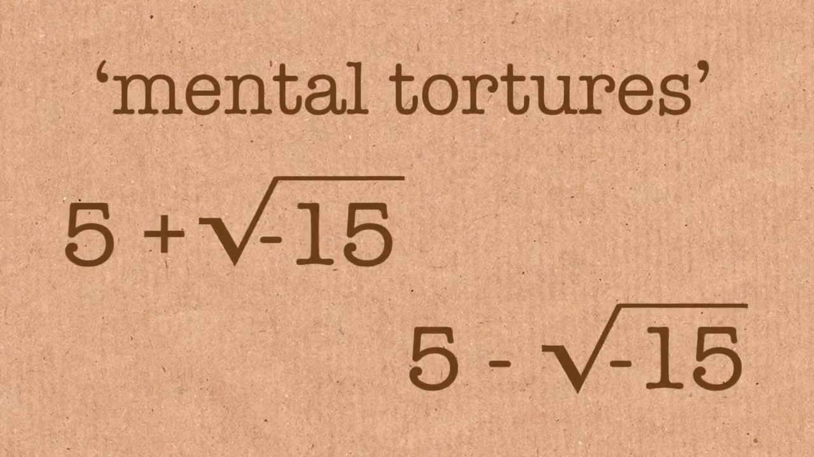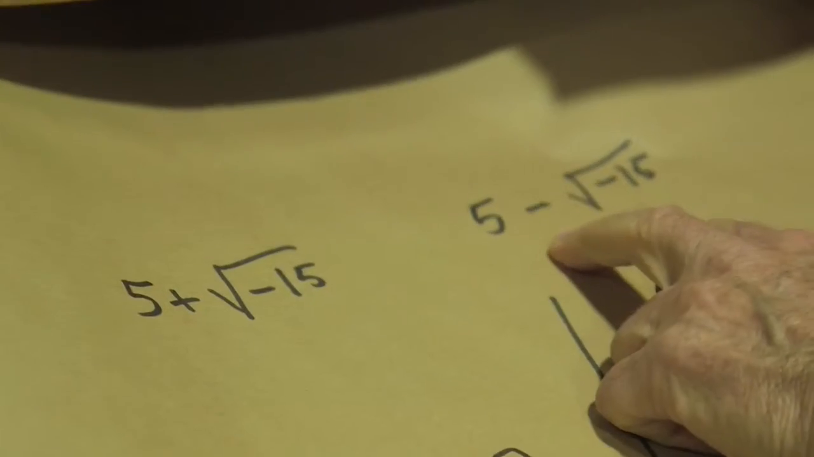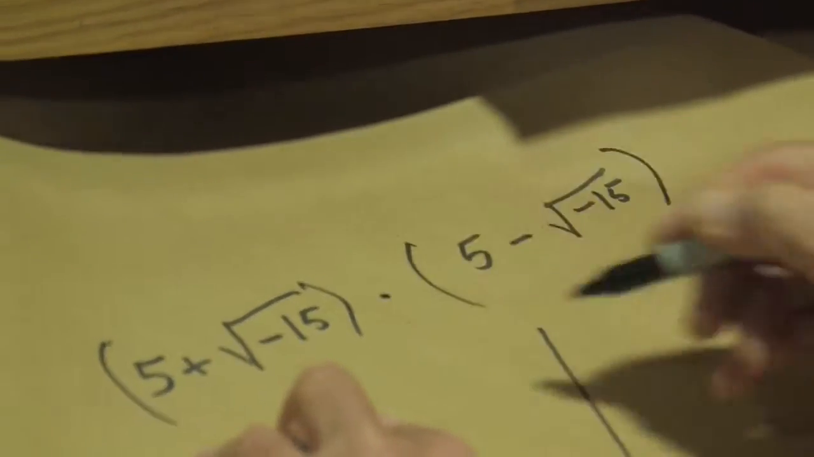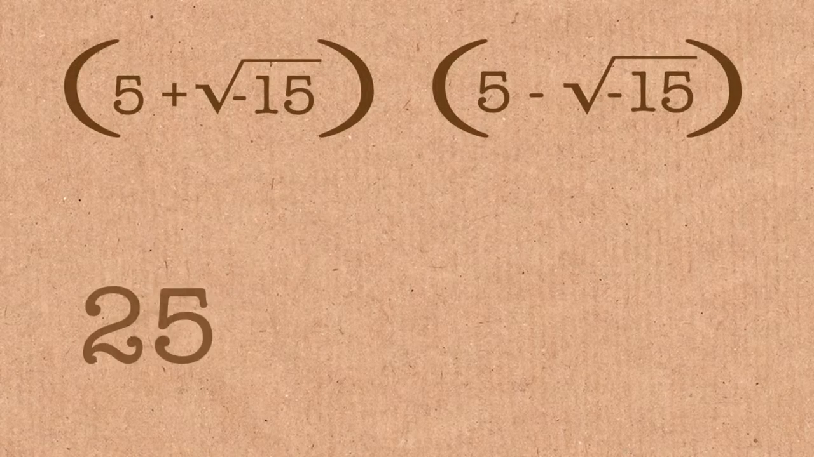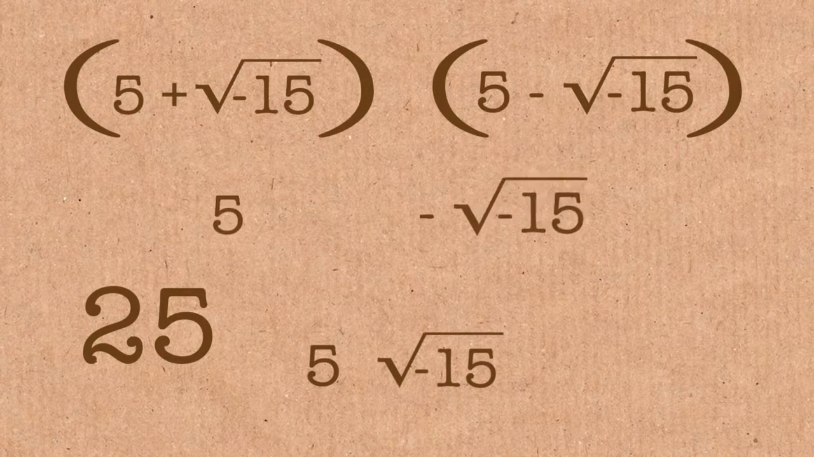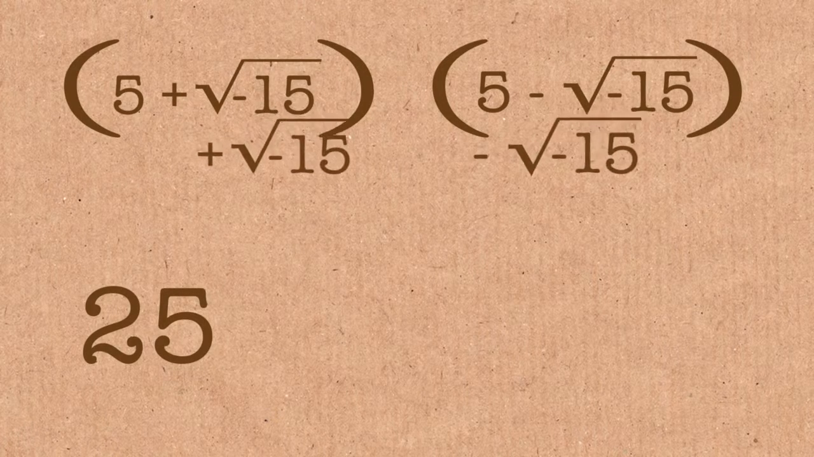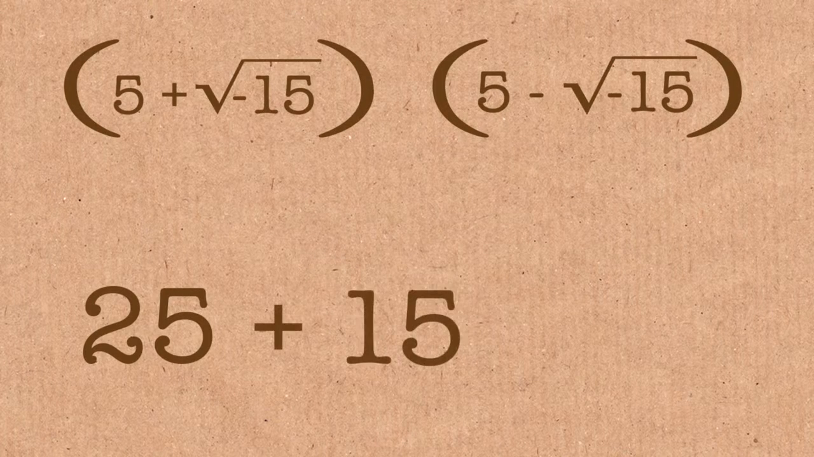Dismissing mental tortures and multiplying 5 plus the square root of minus 15 times 5 minus the square root of minus 15, you get, and he tells you how to do it, the 5 times 5 is a 25. The square root of minus 15 times the 5 cancels the minus square root of minus 15 times the 5. The fourth term in these cross terms that you have to consider is the square root of minus 15 times minus the square root of minus 15, which, if you work it out, is 15. And so you get 25 plus 15 equals 40.